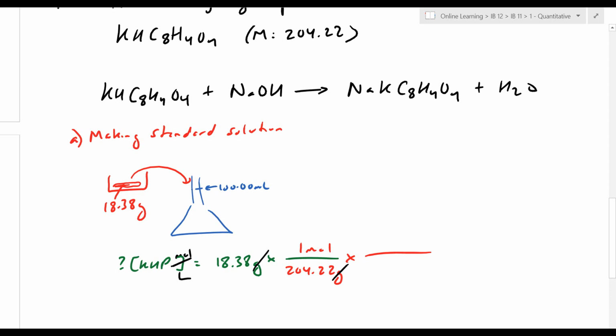Eventually, this mass here all got transferred into the volumetric. The volumetric was 100 milliliters. I'm actually just going to divide it by 0.100. That's 100 milliliters in liters. What goes on top then? It's actually just a 1. If that confuses you, you can actually just do this first part. Just do the 18, divide the 204, and just divide 0.1, and that'll give you moles comes out of here, and we're doing moles divided by liters.